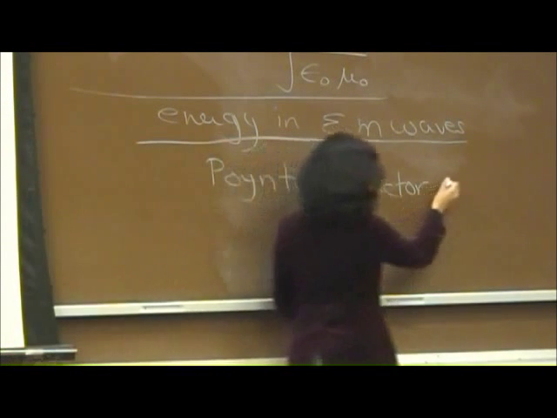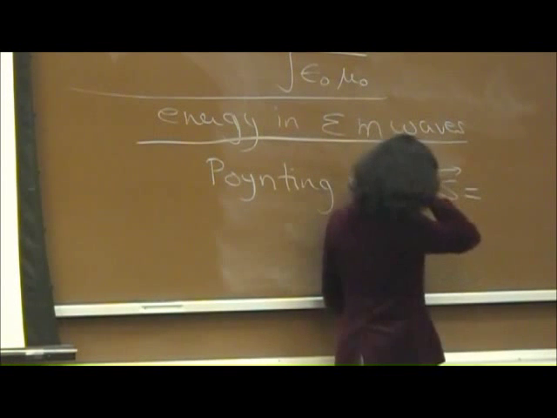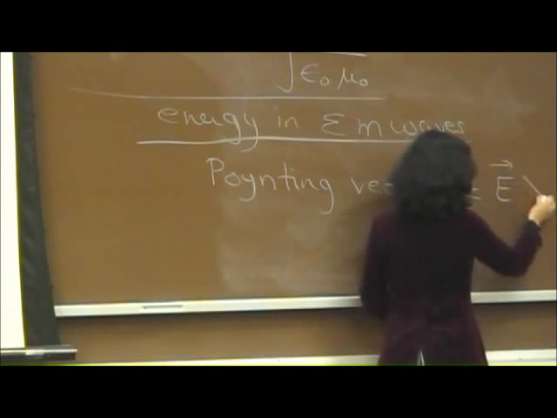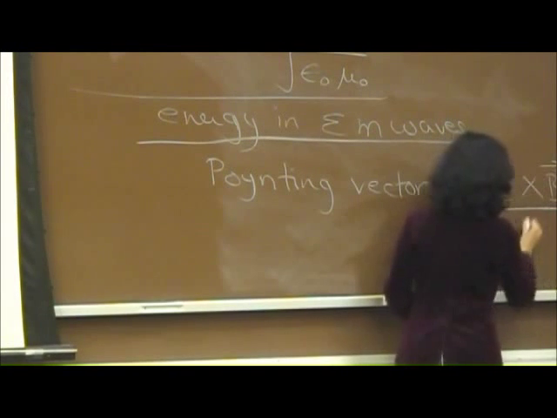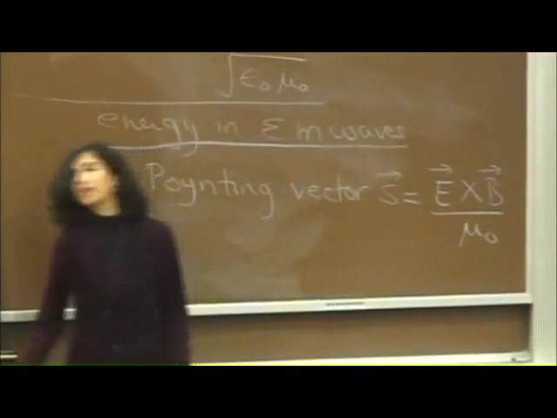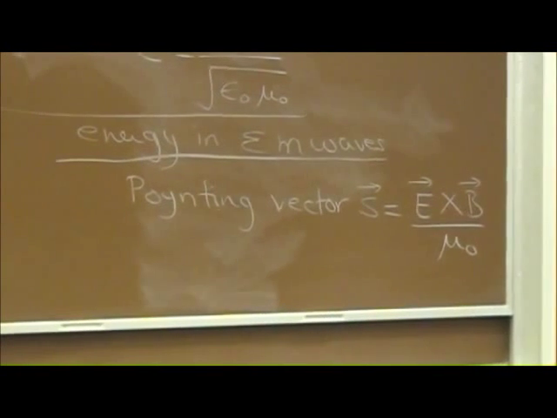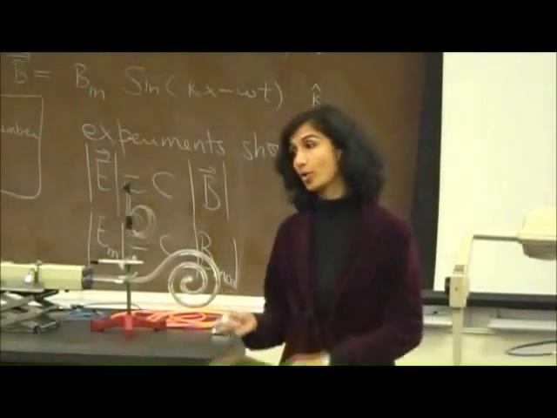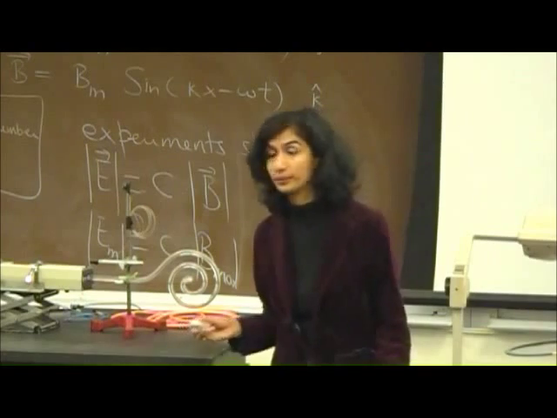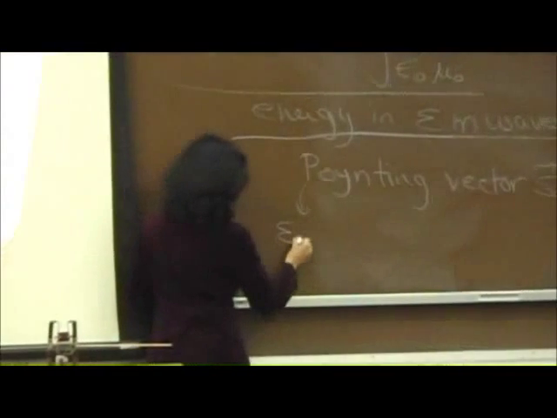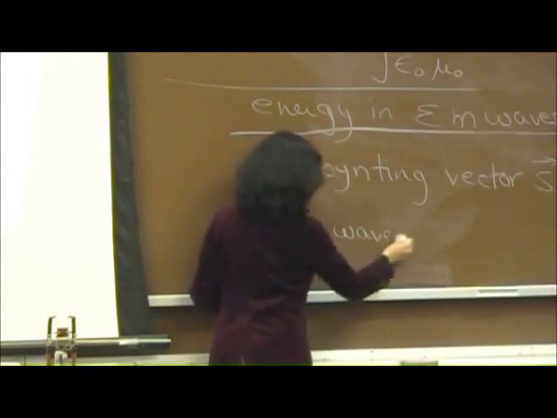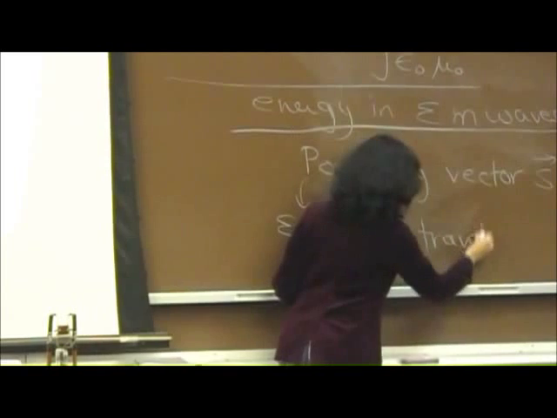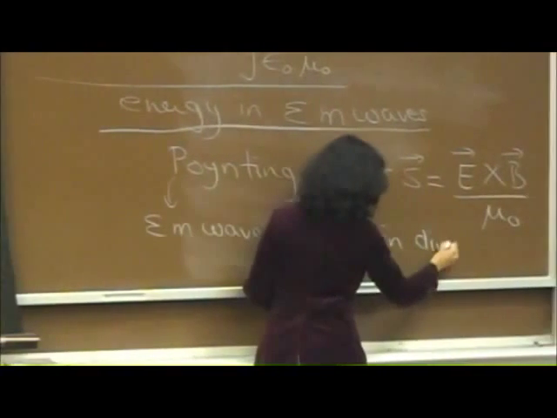What is the Poynting vector? The Poynting vector S is defined as E cross B divided by mu 0. And what is special about the Poynting vector? I'll tell you in a minute. One thing that is for sure is that the direction of the Poynting vector is always going to be in the direction of electromagnetic wave propagation. So the EM wave travels in the direction of the Poynting vector.